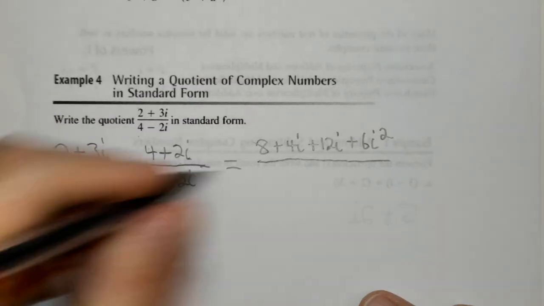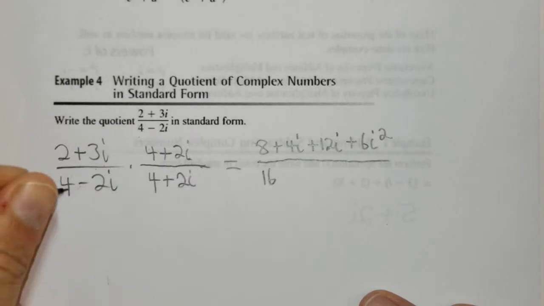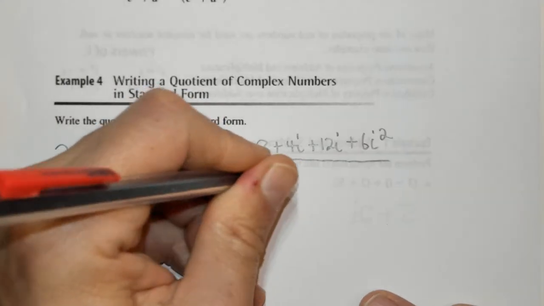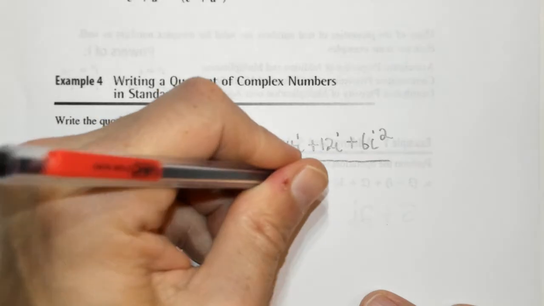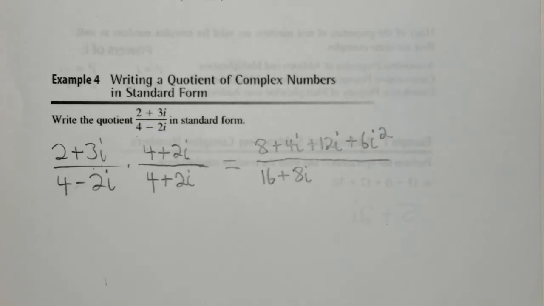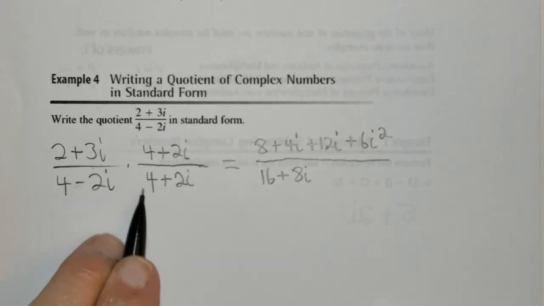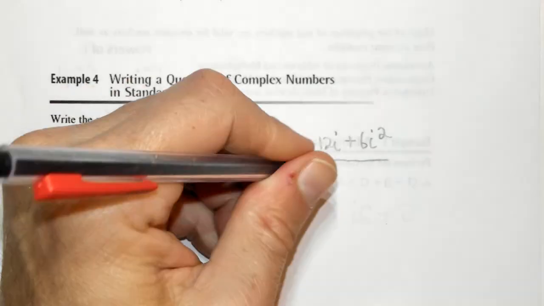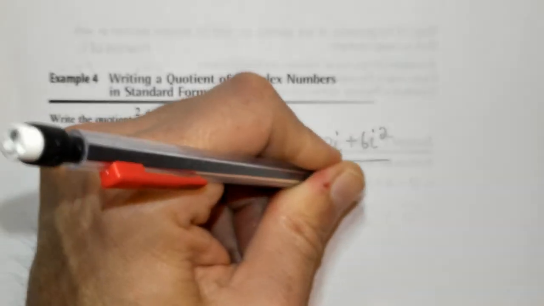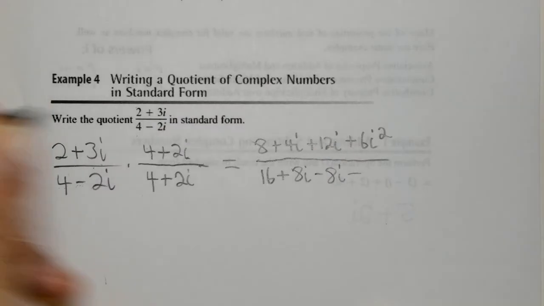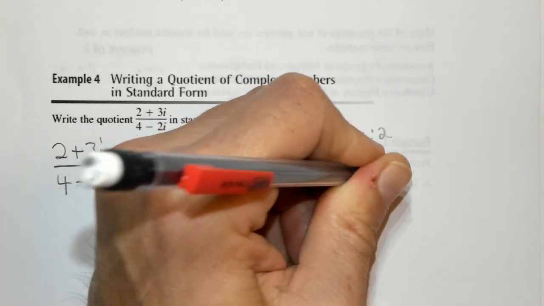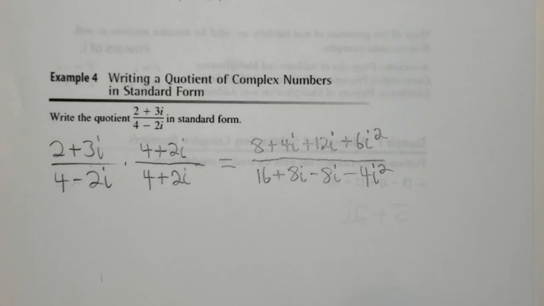Let's do the bottom now. 4 times 4 is 16. Sign is plus. 4 times 2i is going to be 8i. All right. And now sliding over here, negative times a positive is a negative. 2i times 4 is minus 8i, and negative times a positive is a negative, and then that's going to be negative 4i squared. All right, so I'm just multiplying the two expressions out.